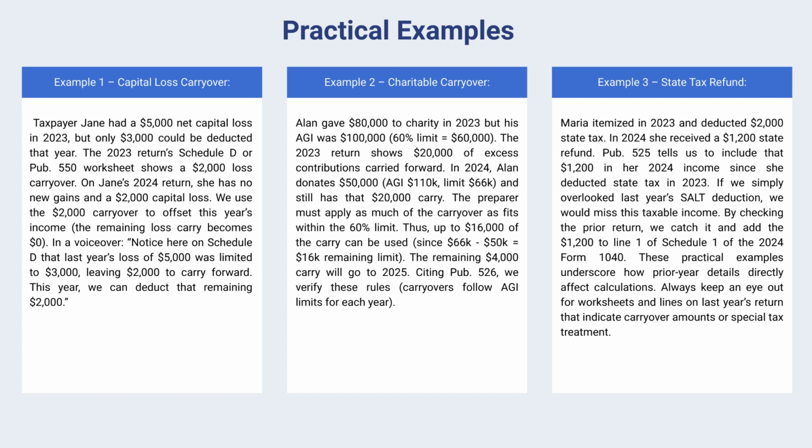So what's the big takeaway? Prior year returns aren't just paperwork. They're a goldmine of data that can directly affect this year's numbers. From capital loss worksheets and charitable carryovers to passive activity losses and credit limits, the clues are all there. Always dig into last year's return to spot the story behind the numbers. And for the EA exam, these examples are exactly the kind of scenarios they love to test.